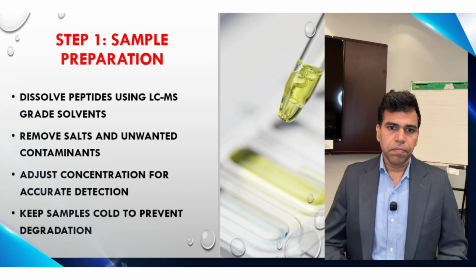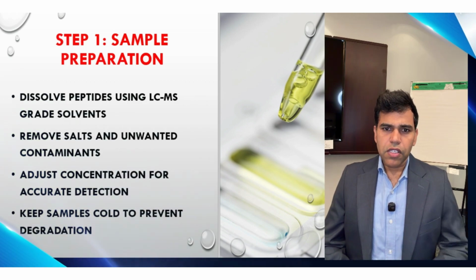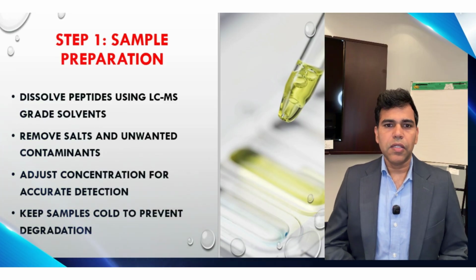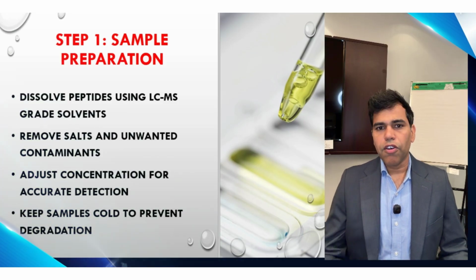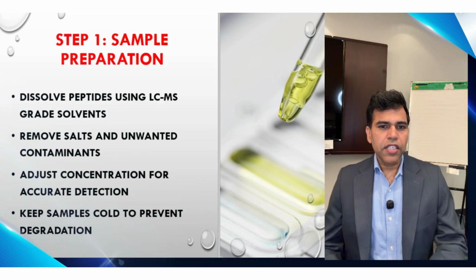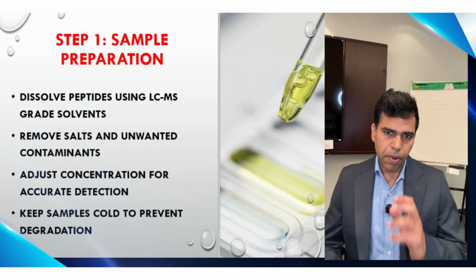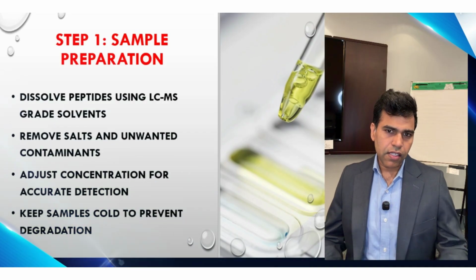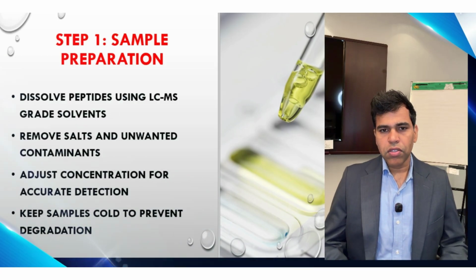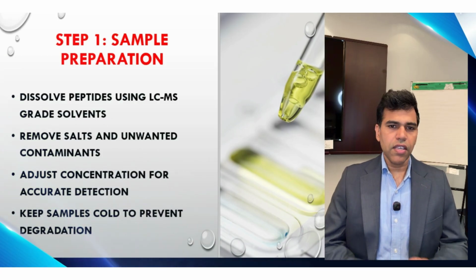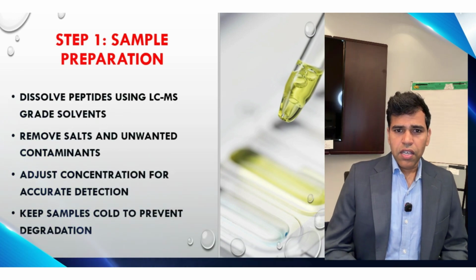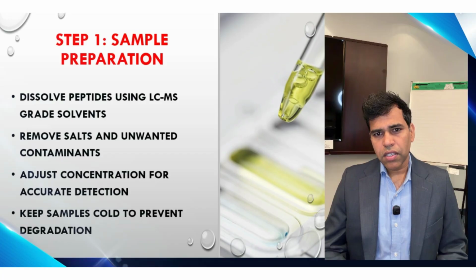Sample preparation. The first step, sample preparation, is where most sequencing projects quietly succeed or fail. The principle is very simple. Dissolve your peptide in an LC-MS grade solvent. Remove salts, contaminants, or any other unwanted excipients from your product. Adjust concentrations and keep it cold.